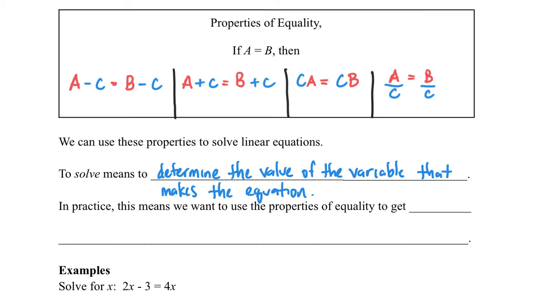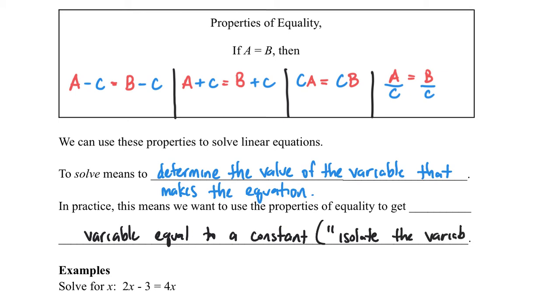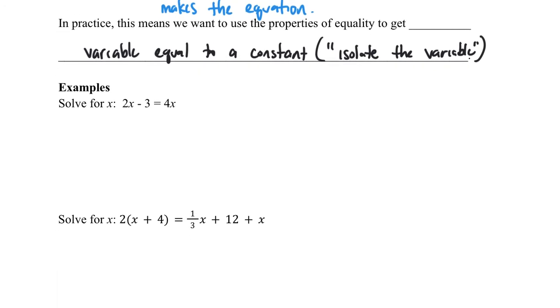So in practice, what that really means is we want to get the variable equal to a constant. You know this as isolate the variable or get the variable by itself. Isolate the variable. Okay, so let's take a look at what this means.